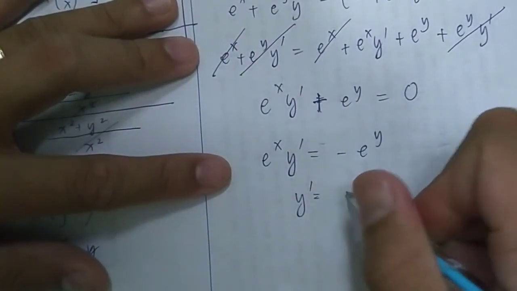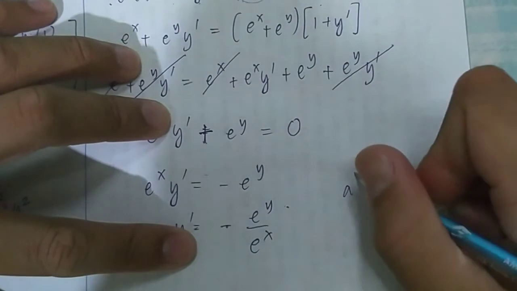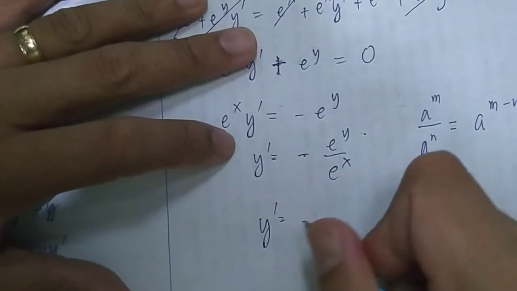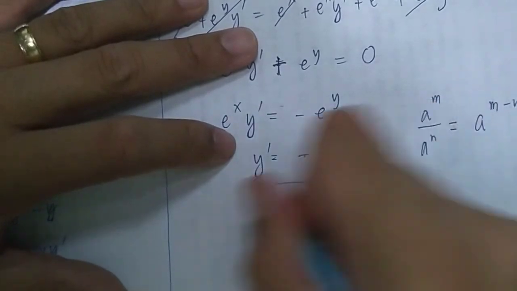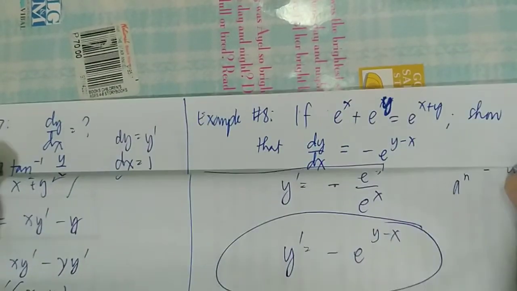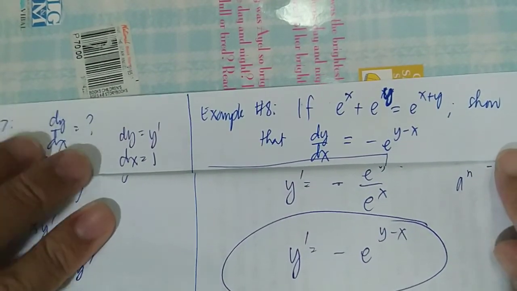Then, y prime is equal to negative e to the y over e to the x. So, using the laws of exponents, that a raised to m over a raised to n is a raised to m minus n, this gives you y prime is equal to negative e to the y minus x. So, that is the condition there. We have proven that the derivative of y with respect to x is simply negative the quantity e to the y minus x. So, that therefore is our answer. So, that concludes derivative of transcendental functions.